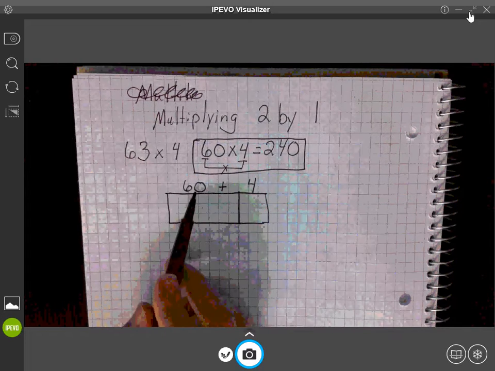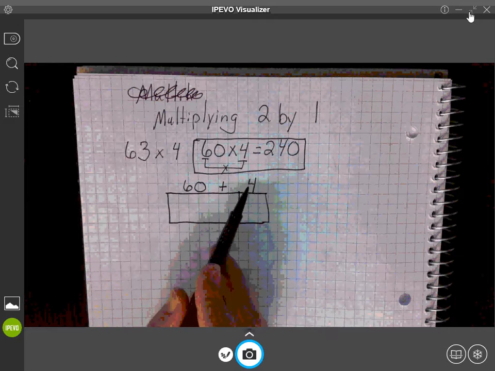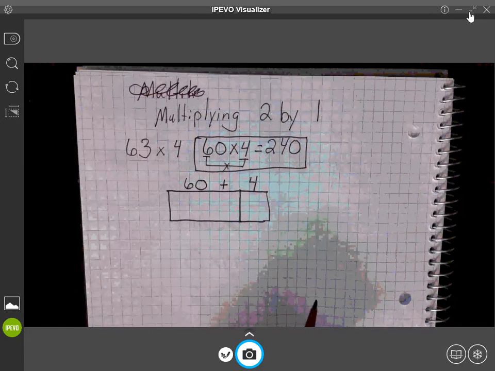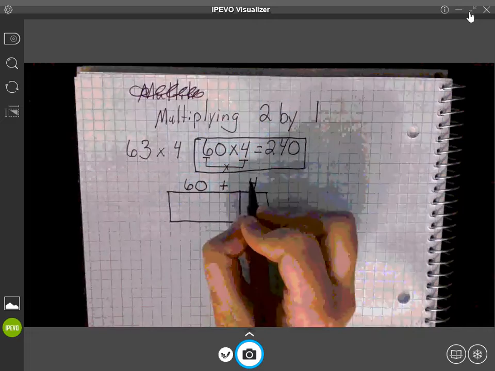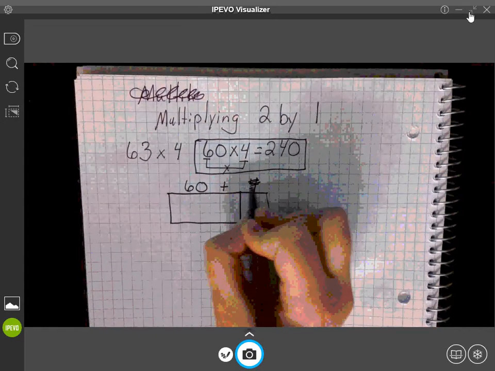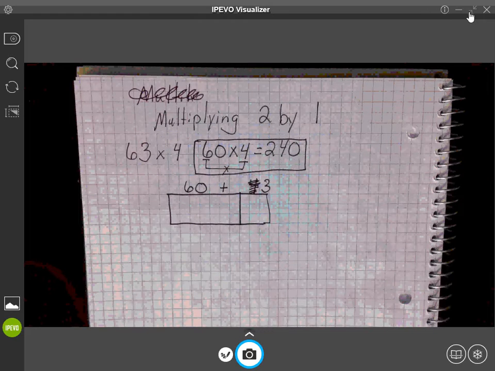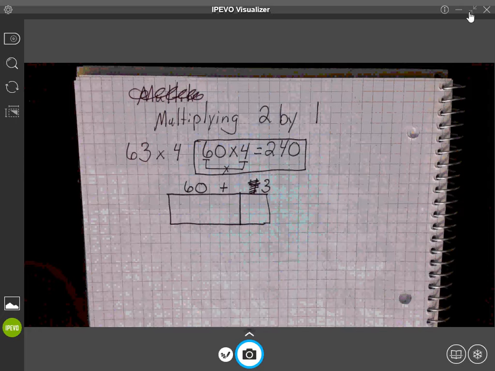So, wait. Did I put a 4 here? I meant to put a 3 there because it's 63, not 64. Miss Lawton. But it's okay. But you know what? We all make mistakes. That's why pencils have erasers. So we're putting 3 on top, right? You can use the pencil.